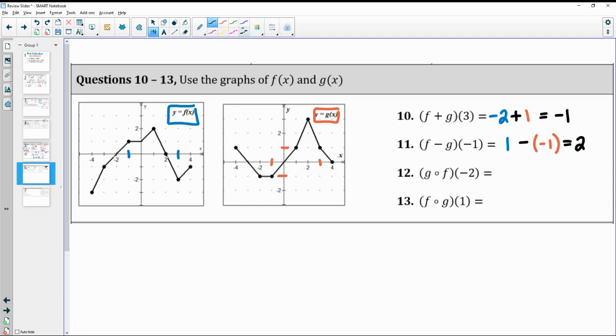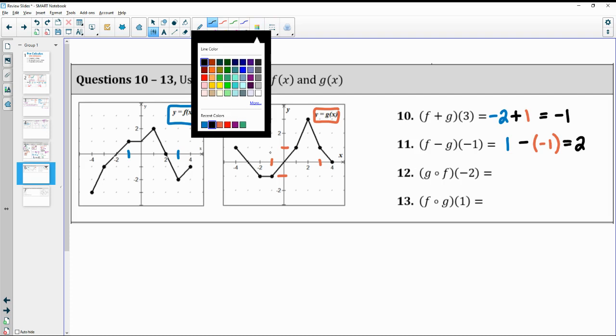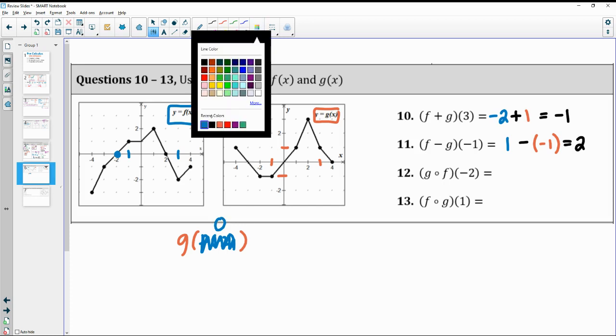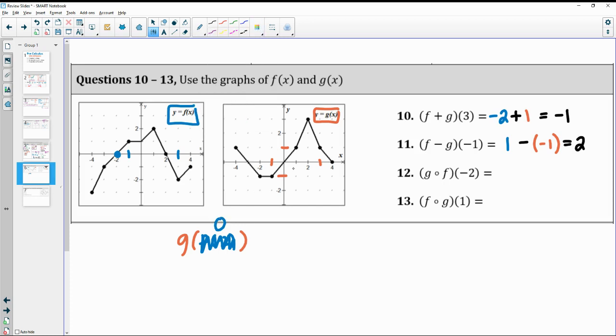This next one is going to have us do a composition of the functions. So we're doing g of f of negative 2. So first we want to plug in negative 2 into the f function. So we'll go to negative 2, and that output is 0. So f of negative 2 is 0. So then we'll go to the g function and plug in 0. And the g function at 0 is also 0. So the answer to this number 12 would just be 0.